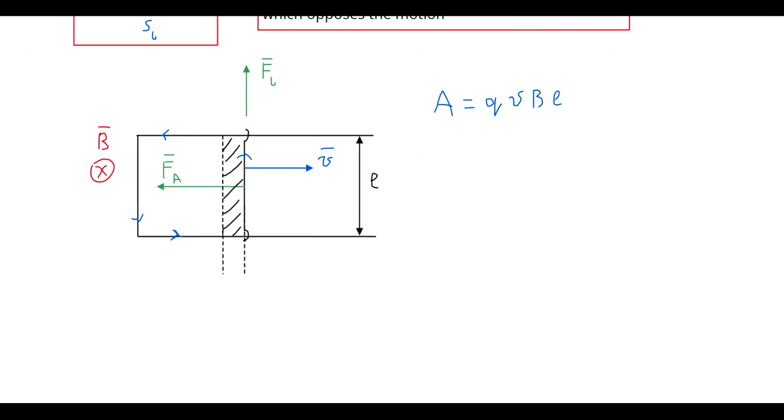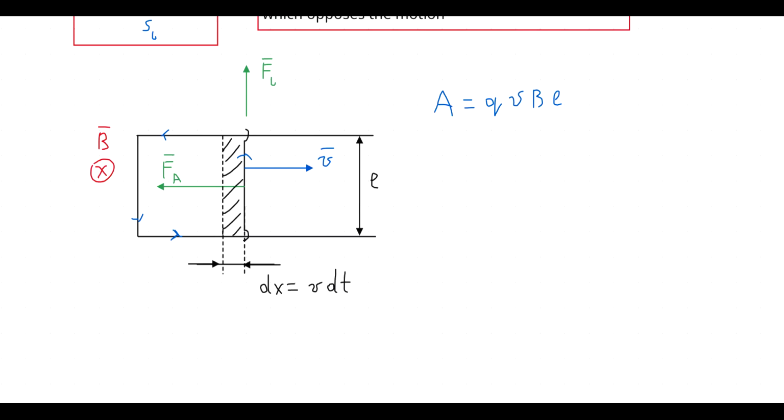And this distance will be equal to dx. The change of position of the rod will be some dx, and of course, it will be equal to velocity multiplied by time.